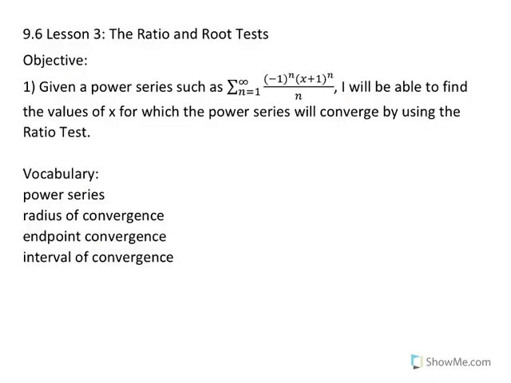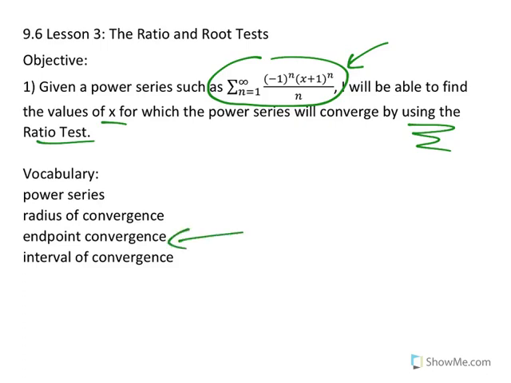So today we looked at the power series for number 89, which is the one from the objective, and we were able to find the values of x for which the power series will converge by using not only the ratio test. We began with the ratio test, but we also had to check for convergence at the endpoints by using other tests for convergence or divergence of series.